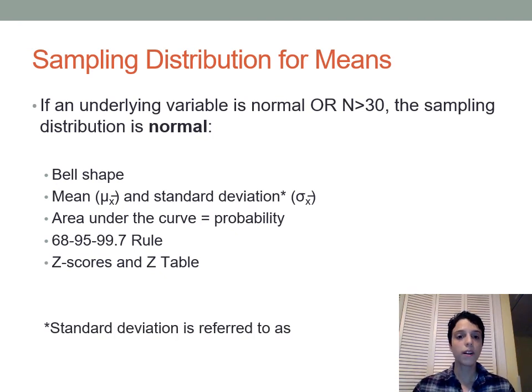So overall, a sampling distribution for means that's based on either a normal variable or a sample that's greater than 30 is going to have all the same characteristics of a regular normal distribution. The one difference I'd like to highlight is that the standard deviation in a sampling distribution is referred to as a standard error. So as I move on, I'm going to start referring to it as a standard error, but it means exactly the same thing as standard deviation. It's just a standard deviation for a sampling distribution.